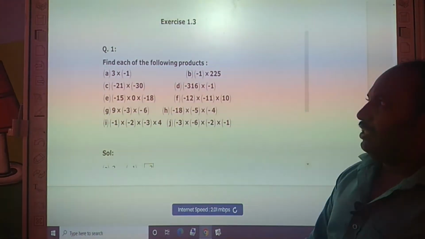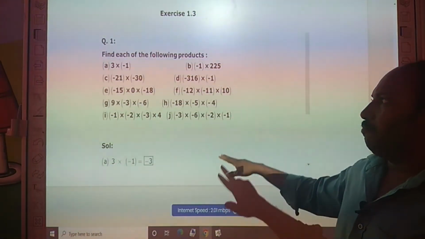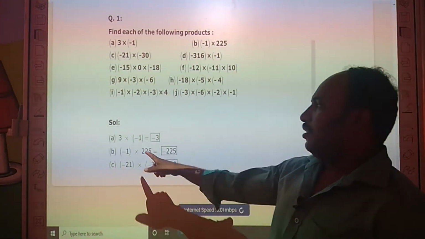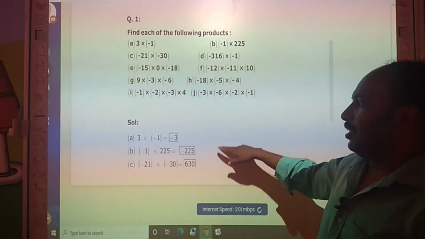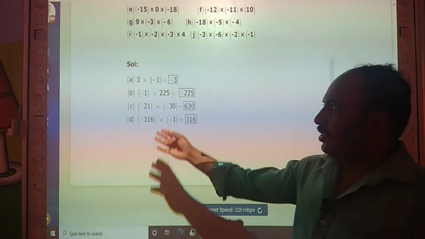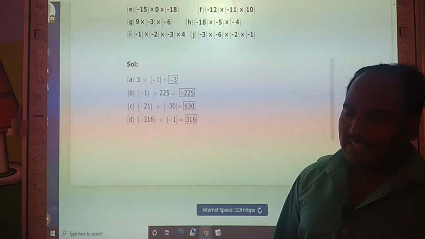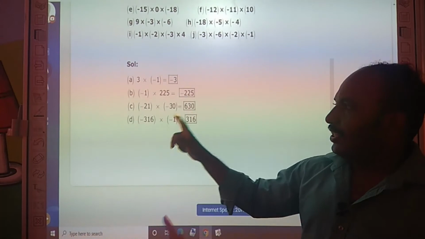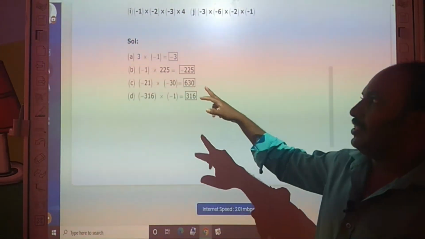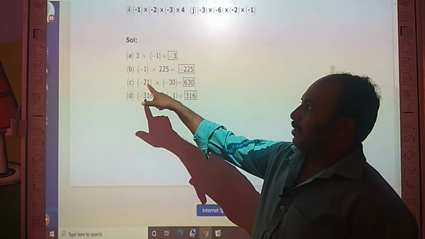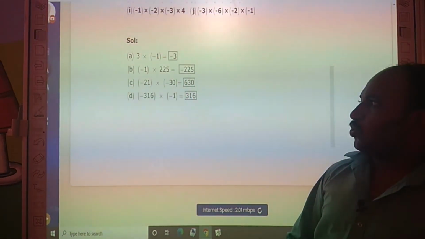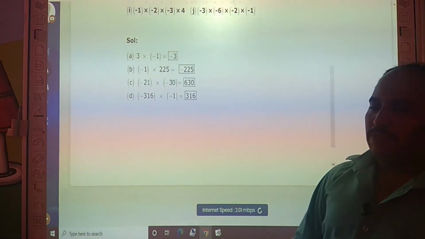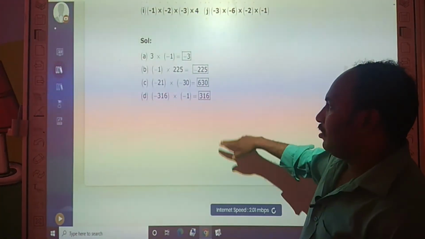And exercise 1.3. Find each of the products. First one, A: 3 into minus 1. 3 is a positive integer, minus 1 is a negative integer. Positive into negative, plus into minus, is equal to minus. 3 into 1 is equal to 3. So our answer is minus 3. Then B: minus 1 into 225. Minus into plus is equal to minus. So minus 225.